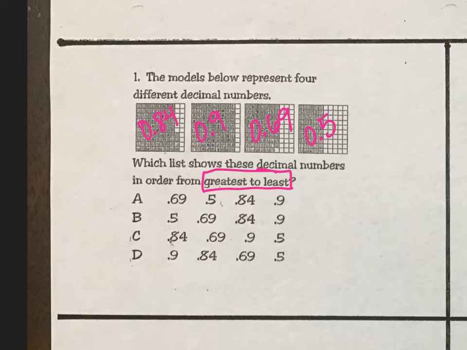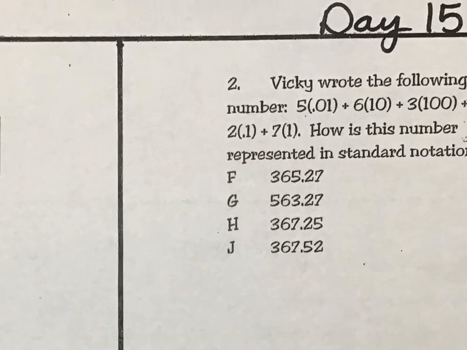So what would be our answer, Axel? C, 9 tenths, 84 hundredths, 69 hundredths, and 5 tenths. C or D? It'd be D. Sorry. D, because 9 tenths is greater than 84 hundredths. All right, very good. Okay, so let's go look at number 2.